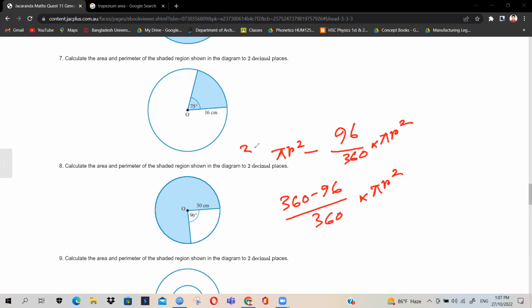Let's consider these two: 360 upon 360 pi r squared. So in the next line, if you take pi r squared by 360 in common, you will get 360 minus 96. Understand what I said? I did some algebra here.